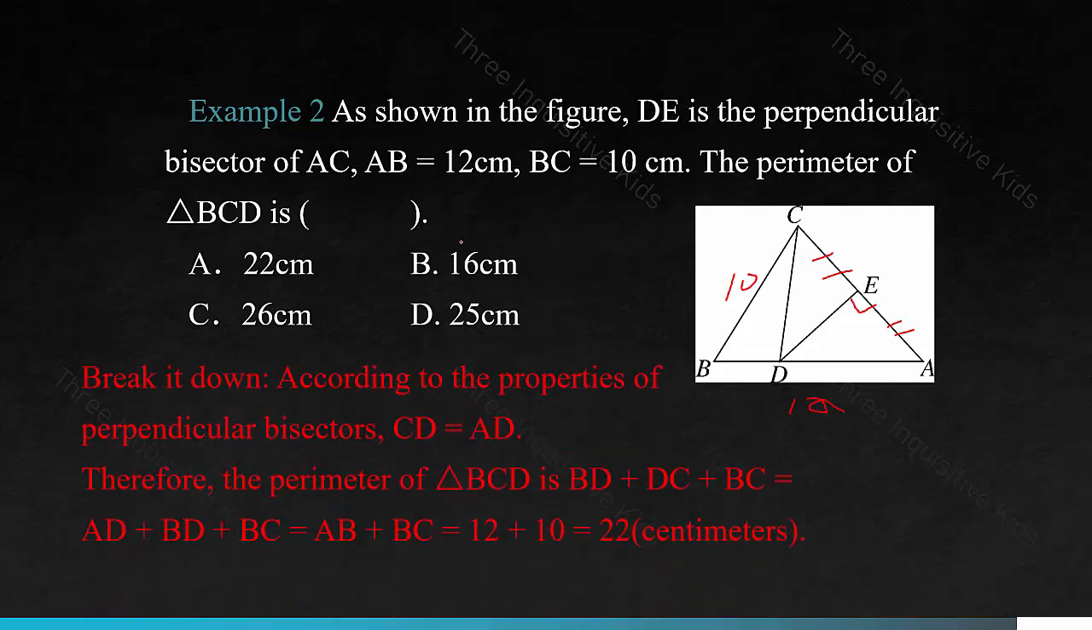According to the properties of perpendicular bisectors, CD would equal AD, and therefore the perimeter of triangle BCD is BD plus DC plus BC, which equals AD plus BD plus BC, because AD equals DC. So we can switch them in and out together, which equals AB plus BC, which equals 12 plus 10, which equals 22 centimeters. Our answer would be A.